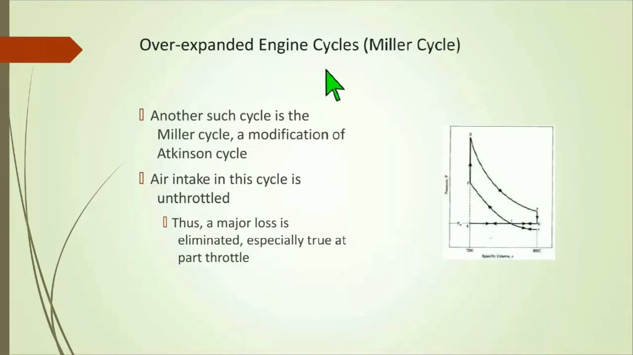Overexpanded engine cycles. Miller cycle. Another such cycle is the Miller cycle, a modification of the Atkinson cycle. Air intake in this cycle is unthrottled. Thus, a major loss is eliminated, which is especially true at part throttle. There is a graph of the Miller cycle, which is a pressure versus specific volume graph.